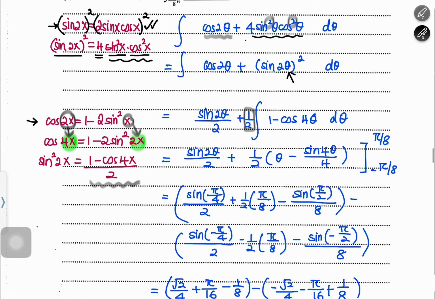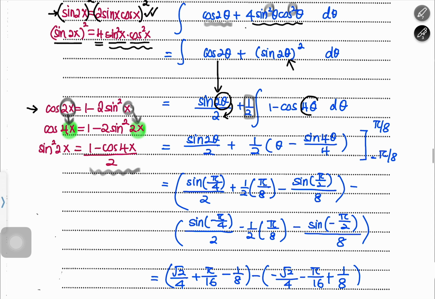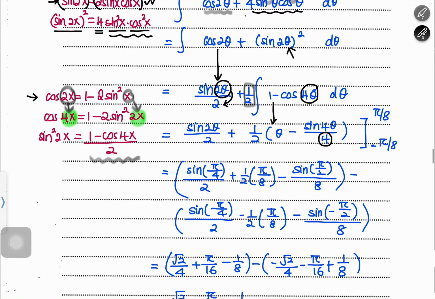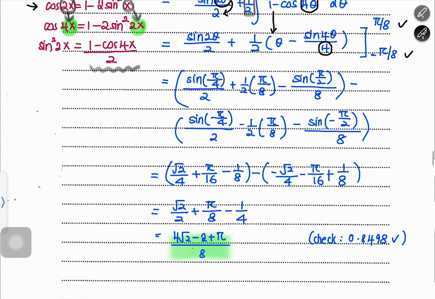And after this, I'm very sure you can do this. When you integrate cos 2 theta, just use formula sheet. Sine 2 theta over 2. Take this 2 theta, differentiate and you put it at the bottom. Similarly, take this 4 theta, differentiate and you put it at the bottom as 4. You integrate your theta, your 1, you're going to get a theta. And you substitute your pi over 8. Do very carefully step by step to avoid any careless mistake.